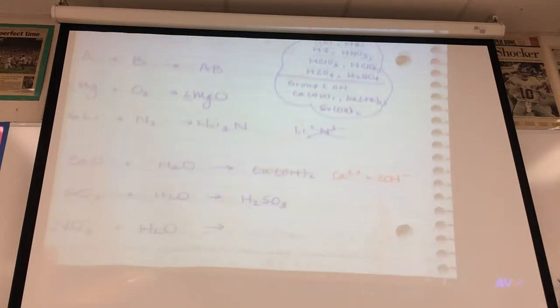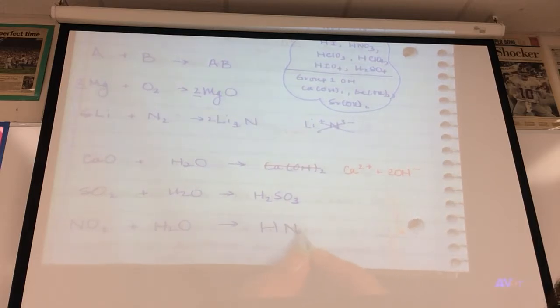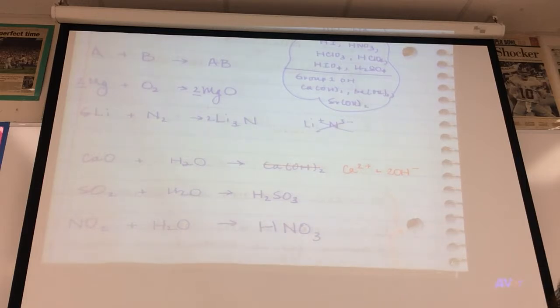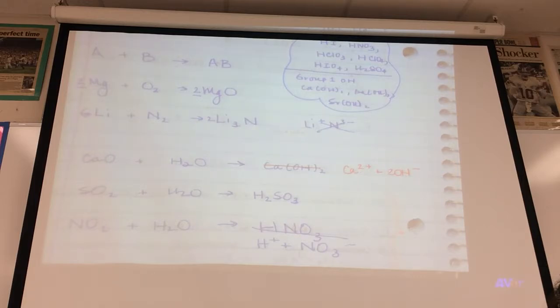So what does this one make? What does it make? Nitric acid. Oh, it makes proton and nitrate. Nitrate, I got it. How do you know it was a fat H? Because there's O2 and then the other O. Doesn't it make proton and nitrate? Yes. Because it's a strong acid. That one you'd have to balance off.